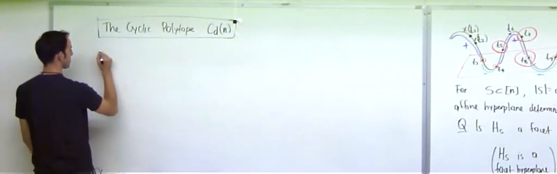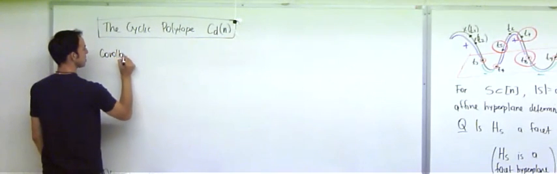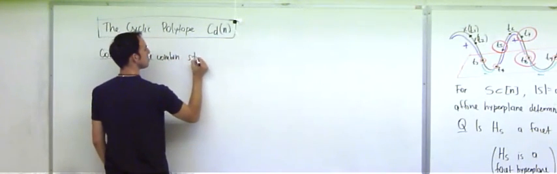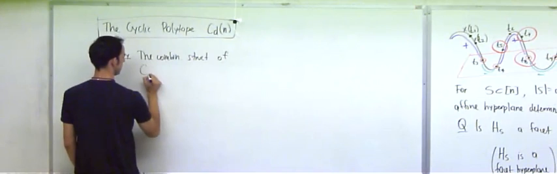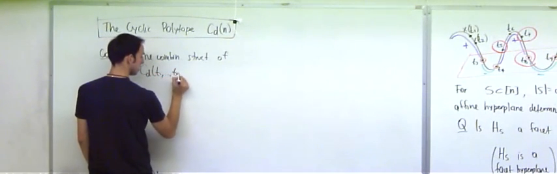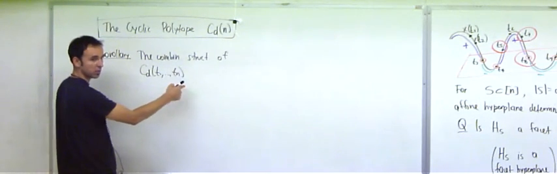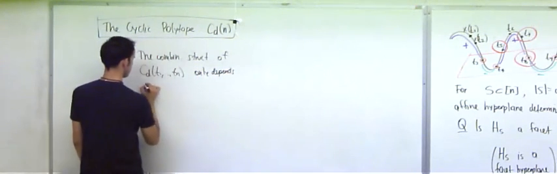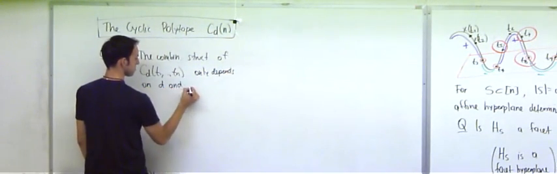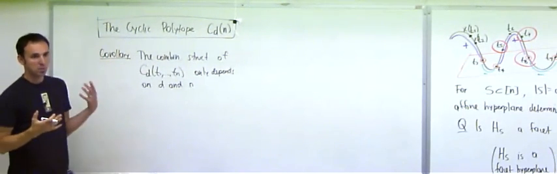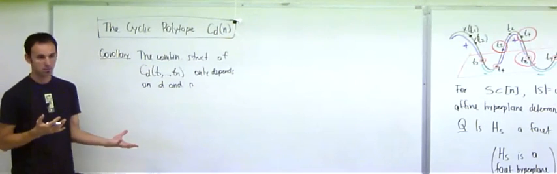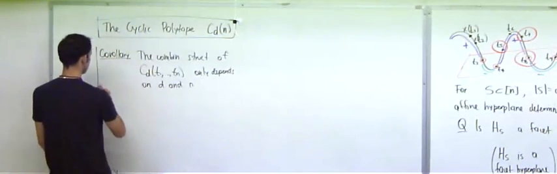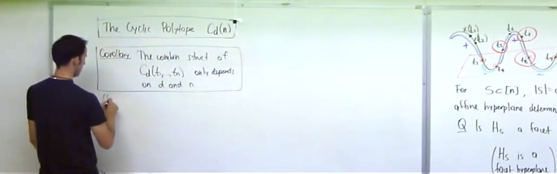But before I talk about how strange that is, let's talk about a corollary, which is that the combinatorial structure of C sub d of T1 up to Tn doesn't depend on the numbers. It only depends on D and N. Okay? And so that's why we call these polytopes C sub D of N, because combinatorially they're all the same.